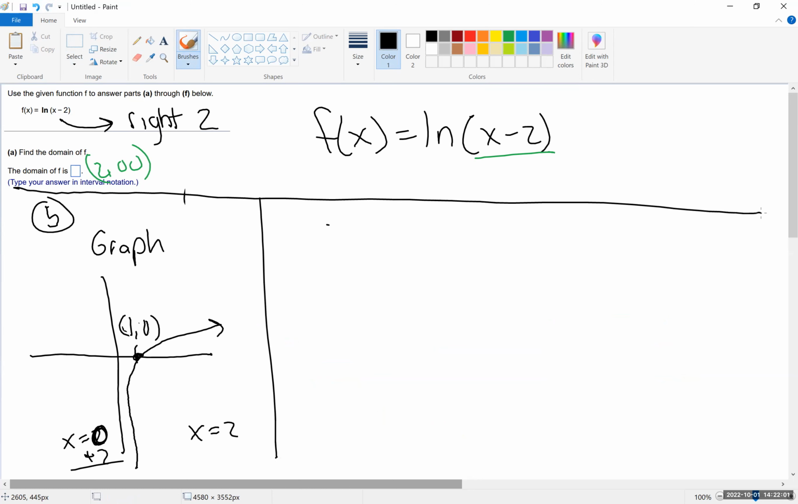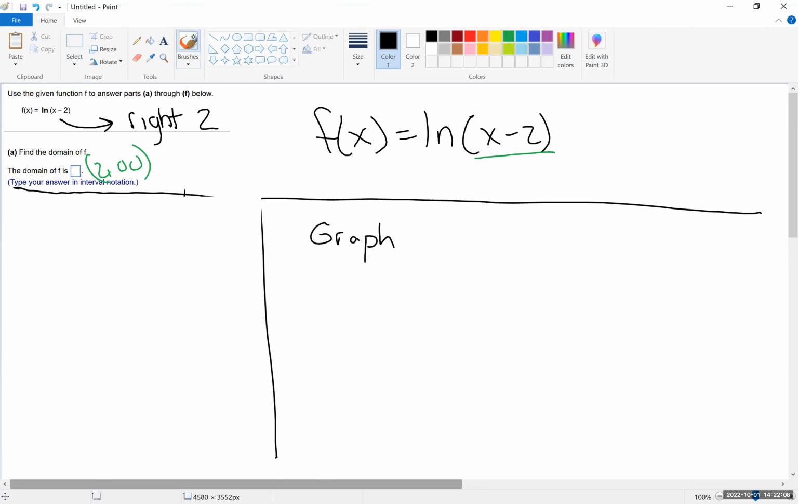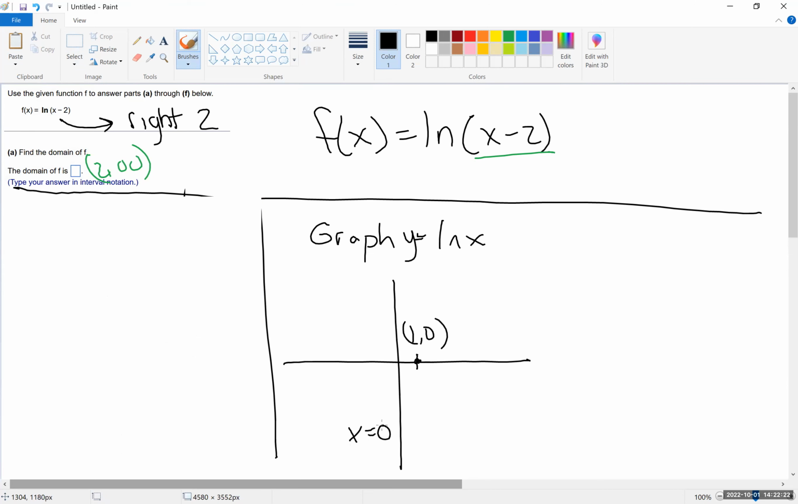So if we were just to graph without any transformations, in fact, let me get rid of everything I just made a mistake on. There we go. So if we were just to graph the natural log of x, y equals the natural log of x, this will go through the point 1, 0. And it's going to have an asymptote at x equals 0. That information right there should be memorized. Having the basic knowledge of where a logarithm goes without any transformations should be memorized.